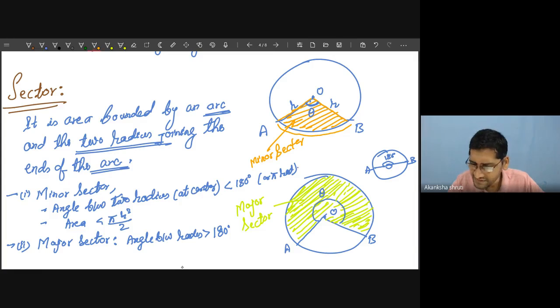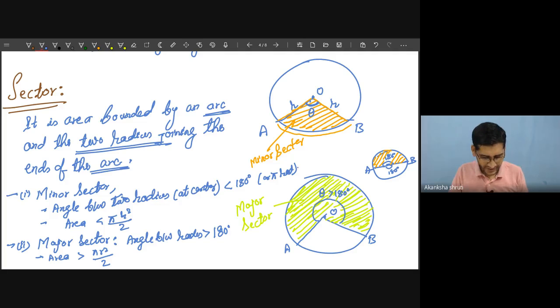So in this case, for the semicircle, the two sectors are of the same area, and the angle is 180 on each of these sides. So for the major sector here, the angle is greater than 180 degrees. That is one thing. And another one, the area is also greater than pi r square by 2, meaning half of the semicircle. So this was all about the basic definitions.